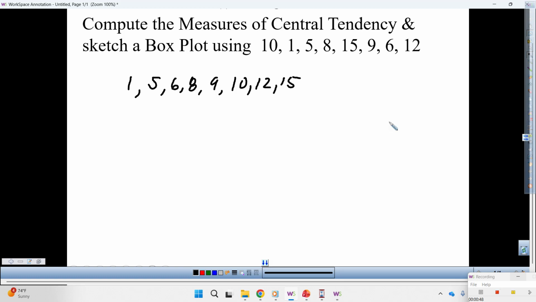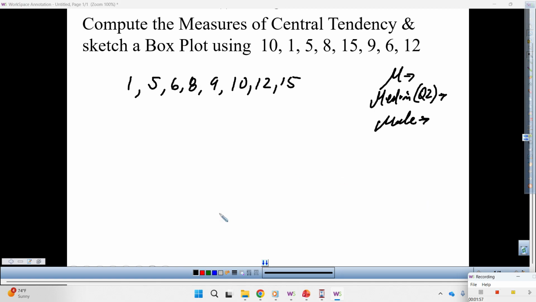Thank you, Jordan. All right. Thank you for sending that in. Appreciate it. So, measures. We need mean, median, which is also Q2, and mode. All right, here we go.